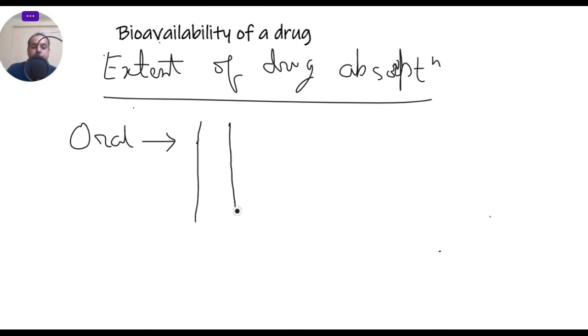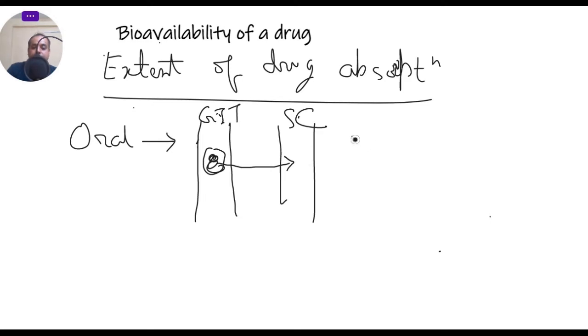Let us suppose this is the lumen of the GIT, and let us suppose this is the systemic circulation. So for a drug to be absorbed, it has to cross from this lumen and go to the systemic circulation for it to have a higher bioavailability.